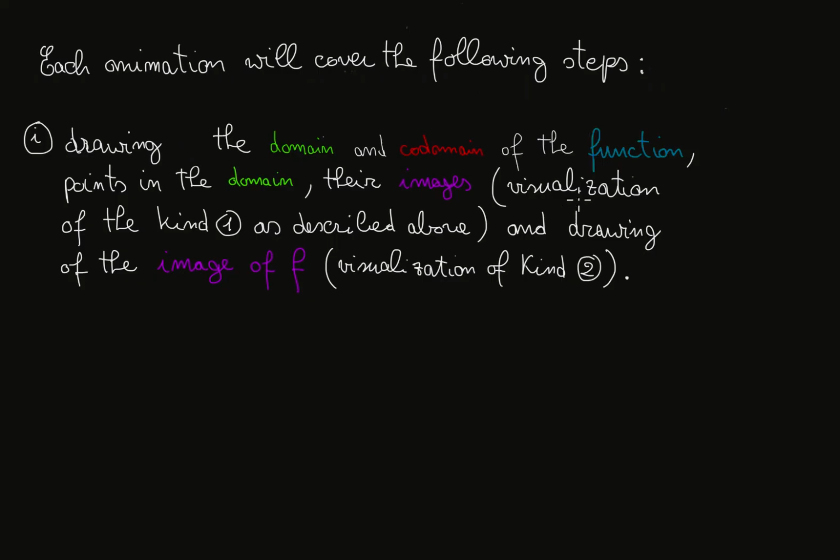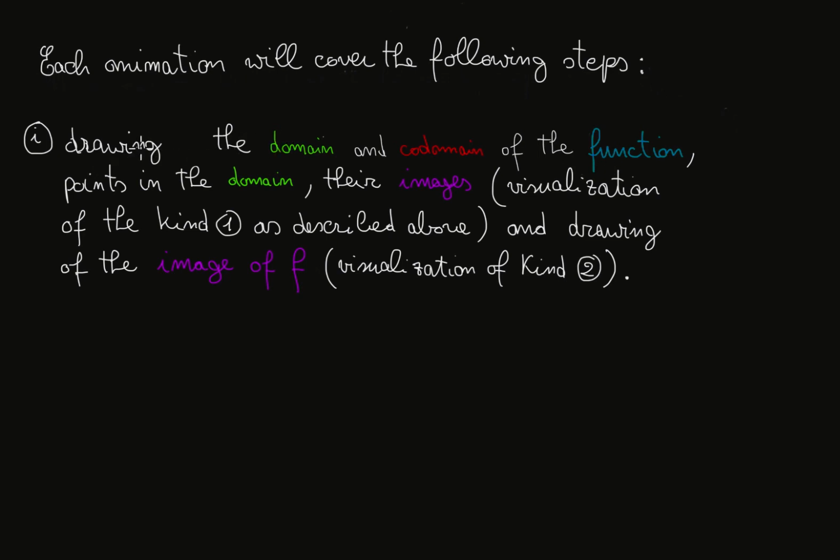Each animation in the following lectures will cover the following steps. The first one is drawing the domain and the codomain of the function. Notice the colors that I'm using here will be the same as the ones appearing in the animations. The domain will be denoted in green, the codomain as a whole will be denoted in red, and everything concerning the function itself or the graph of the function will be denoted in blue.